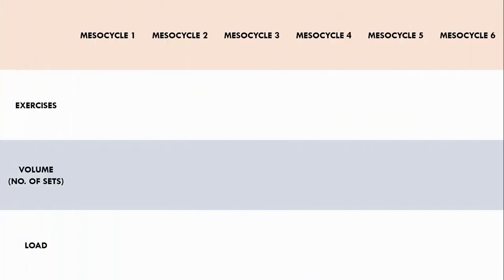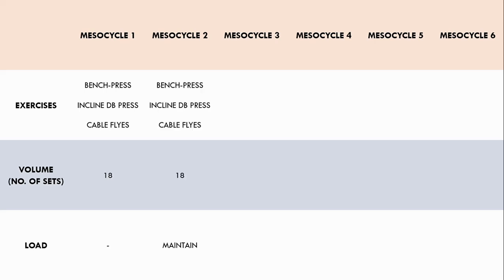Let's use the chest muscle group as an example once again. So we can see here that the first mesocycle follows our initial 5-week plan. We have the bench press, incline dumbbell press, and the cable flies, using 18 weekly sets. In mesocycle 2, we may keep everything the same as performance is still progressing well. Then in the following mesocycle, load may increase as the trainee has become bigger and stronger.